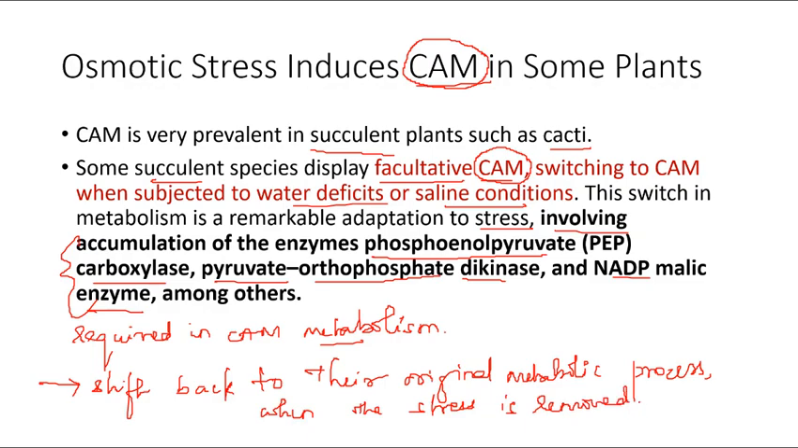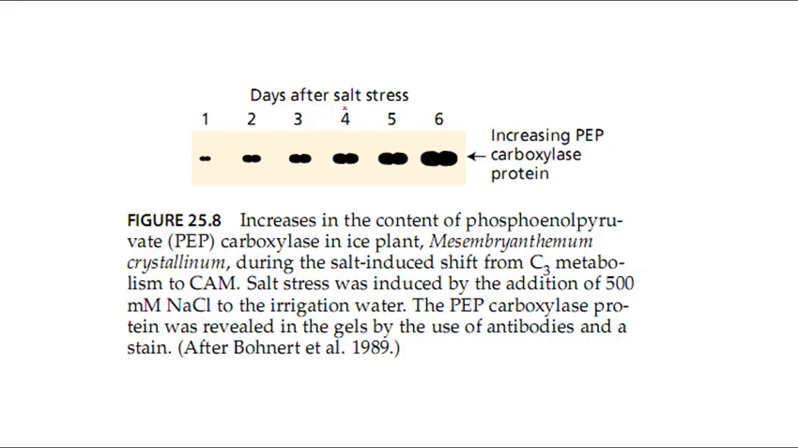Clear? So see here, these are the days after salt stress. Just like in water stress, in salt stress also this can happen. See, initially on day 1 the amount of PEP carboxylase was very low, but on day 6 the PEP carboxylase had increased to a very high amount. A plant named ice plant, scientific name Mesembryanthemum crystallinum, shifts from C3 metabolism in the normal condition, when water availability is high, to CAM metabolism when there is water stress or salt stress.